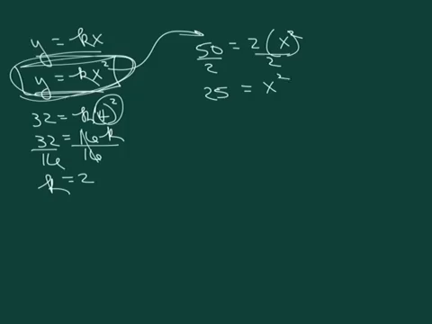Okay, so what is the number multiplied by itself that gives me x squared? And that is 5. So 5 times 5 is 25. Also, negative 5 times negative 5 is 25. So I really have two answers. I have 5 and negative 5.